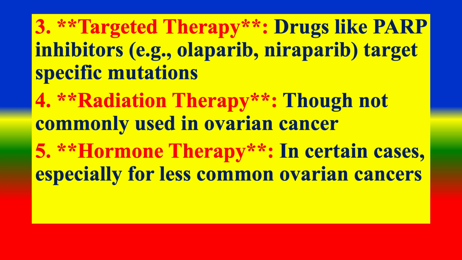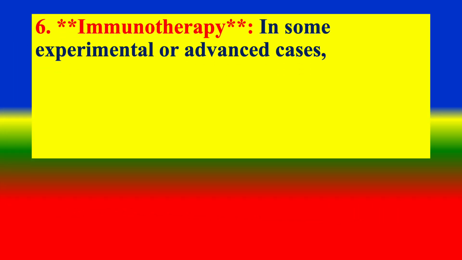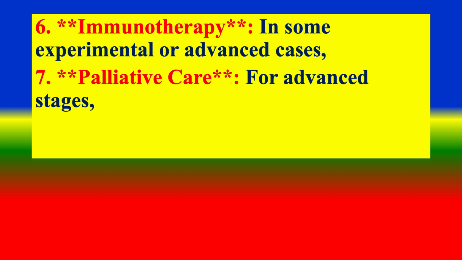5. Hormone therapy. In certain cases, especially for less common ovarian cancers. 6. Immunotherapy. In some experimental or advanced cases. 7. Palliative care for advanced stages.